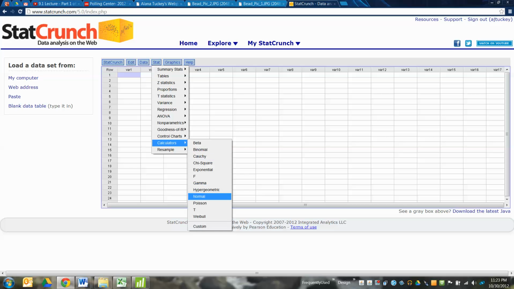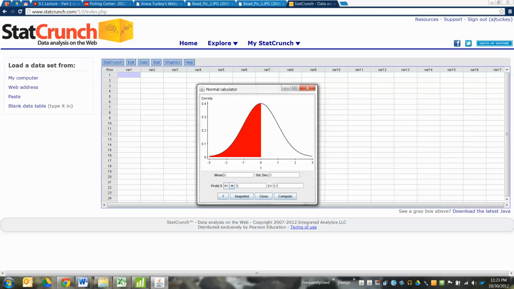Stat, Calculators, Normal. I want this to be 0.025, Compute. Oops, oh no. What's the problem? It's not really wrong that way, but I wanted the right tail. So I'm going to go 0.025 on the right tail. Make sure you change this little arrow to the right one. There we go.